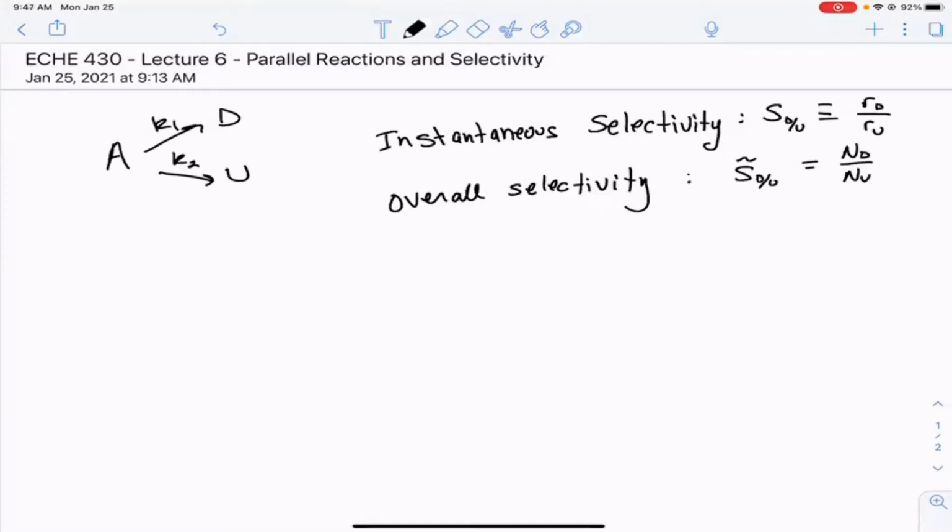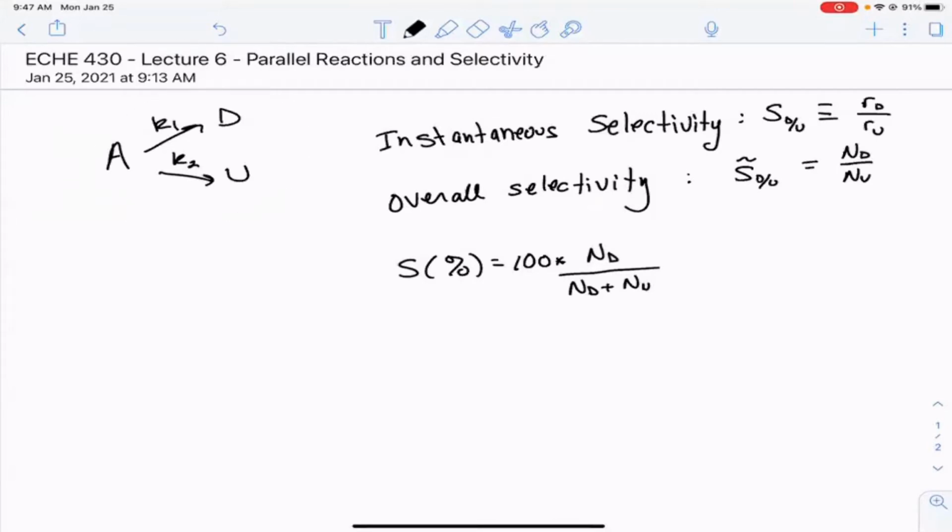You should know, just for the future as well, that sometimes people also talk about the percent selectivity. And that is 100 times the number of moles of the desired product over the total number of moles, which in this case would be the desired product plus the undesired product. And if we want to make it a little more universal, we could actually say the sum of all the undesired products, because there's nothing that stops A from being able to undergo many, many reactions. In this case, we'll just stick with N_U to be consistent with this mechanism here on the upper left, okay?